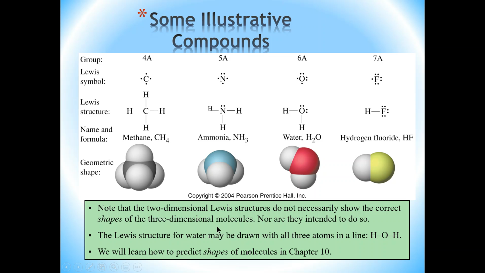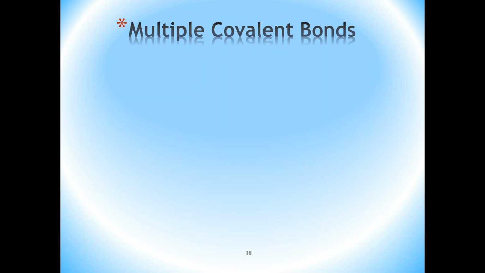All right. So as stated here, the Lewis structure for water could be drawn like this, or it could be drawn in a straight line like this. It doesn't matter. We're not concerned when it comes to Lewis structures. We're not concerned with the 3-dimensional shapes of the molecules, right? But as I said before, later on, we're going to learn about predicting the shapes of molecules based on the Lewis structures. All right.